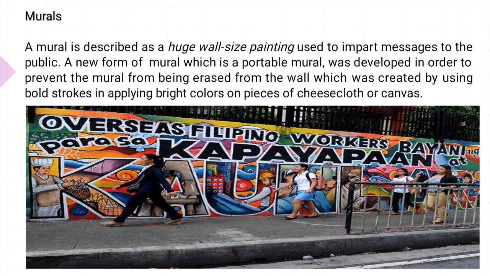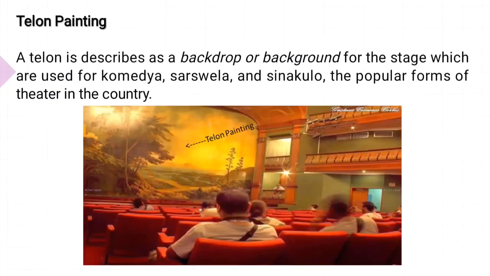Mural. A mural is described as a huge wall-sized painting used to impart messages to the public. A new form of mural, which is the portable mural, was developed in order to prevent the mural from being erased from the wall, which was created by using bold strokes in applying bright colors on pieces of cheesecloth or canvas.